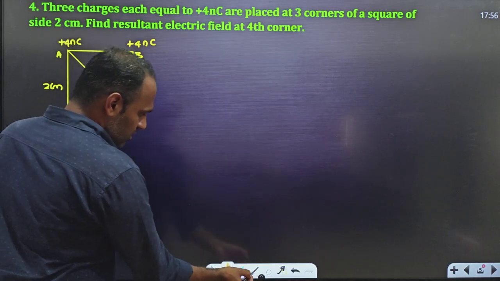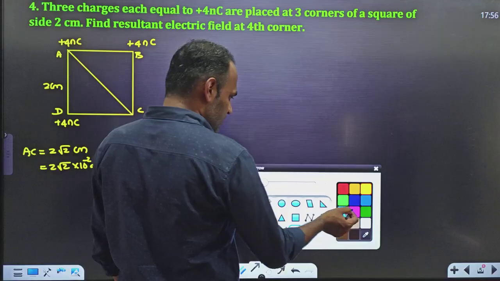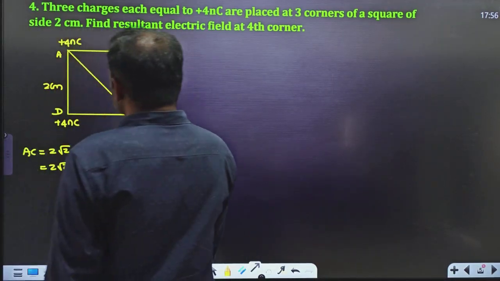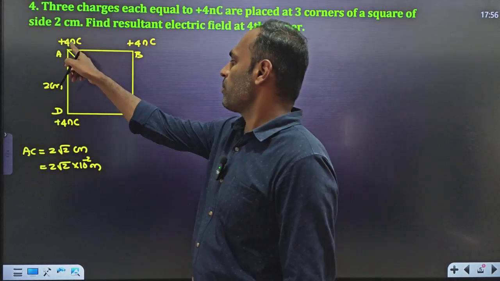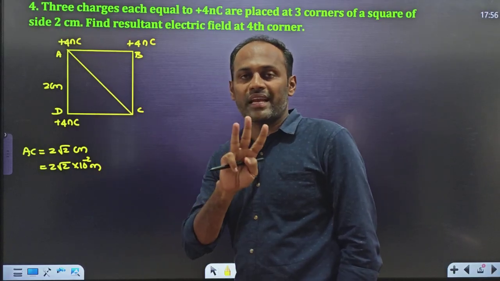Okay. First, mark the directions of the electric fields. How many electric fields will be there? Since there are 3 charges, plus 4, plus 4, plus 4, there will be 3 electric fields.